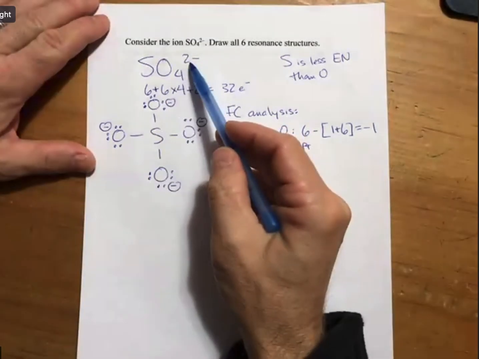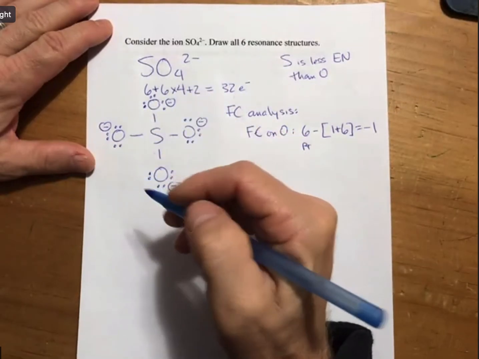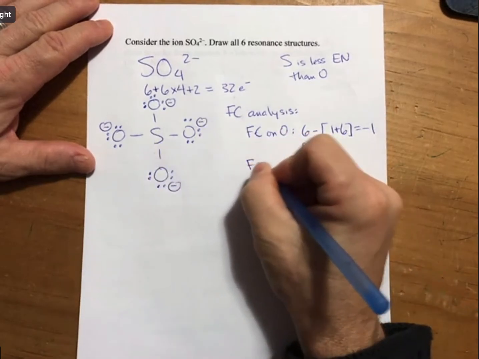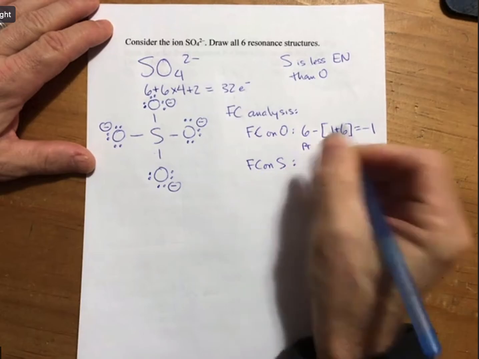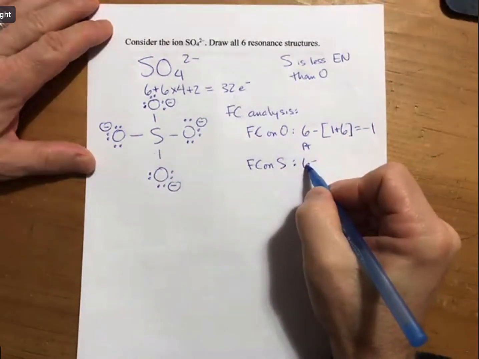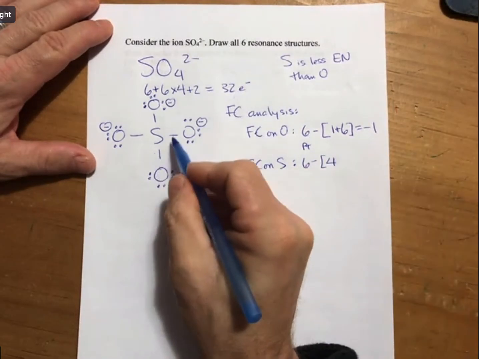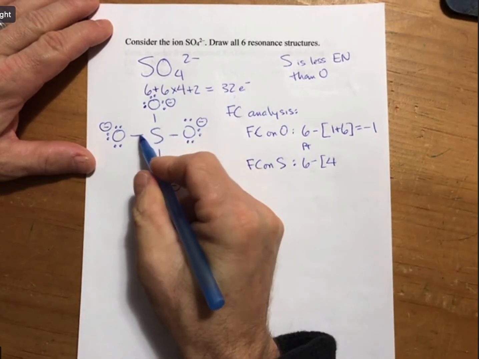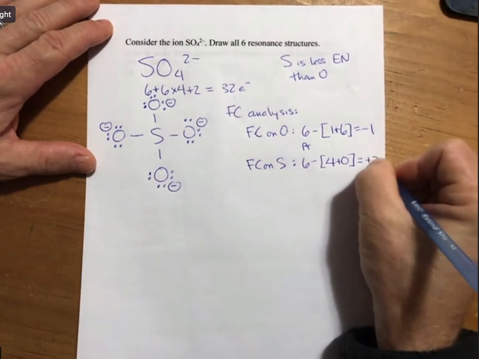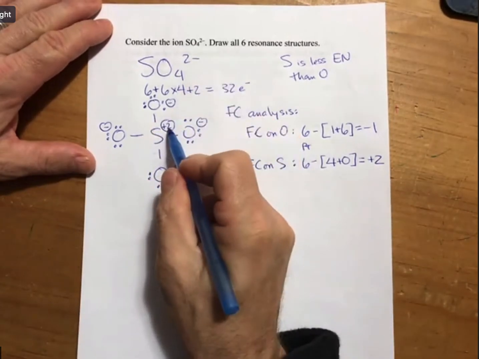We know that can't be the final answer because the formal charges have to add up to -2. When we do the formal charge on sulfur, we get 6 valence electrons from the periodic table minus 4 bonds and no unshared electrons. So we get a +2. You can put +2 in your circle now.